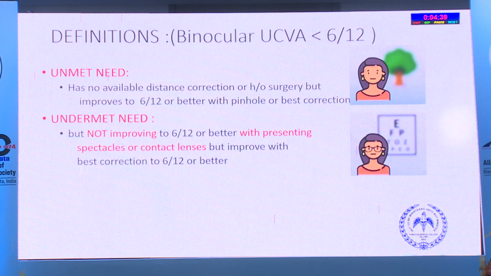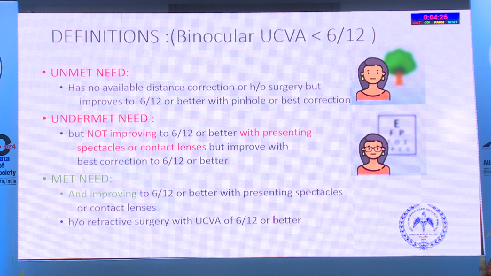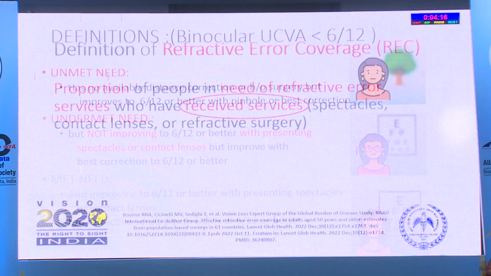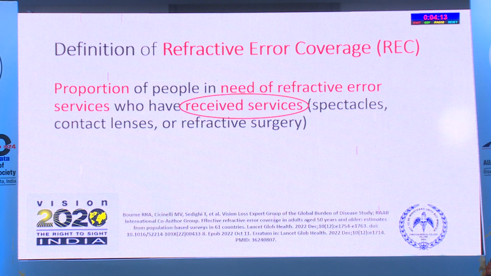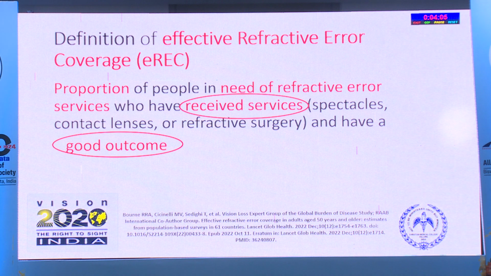Somebody who is less than 6/12 binocularly uncorrected, has a pair of glasses, but does not correct with that to 6/12 or better, represents the undermet need. Met need, of course, is someone who walks in with a correction and has good visual acuity. This would be our dream figure for the future. So till now, we used to talk about refractive error coverage, which just talked about the proportion who received services. We now have to take it further to include good outcome. And so that would be the definition of effective refractive error coverage.